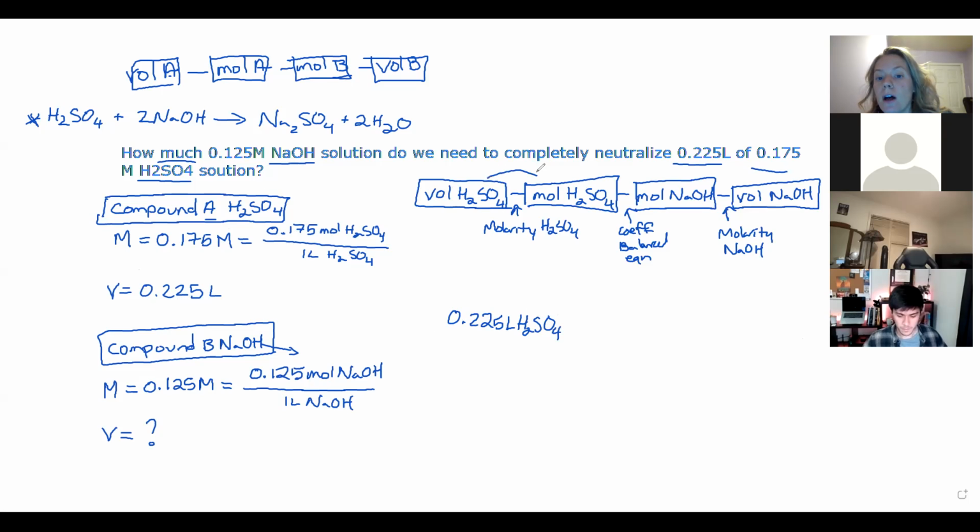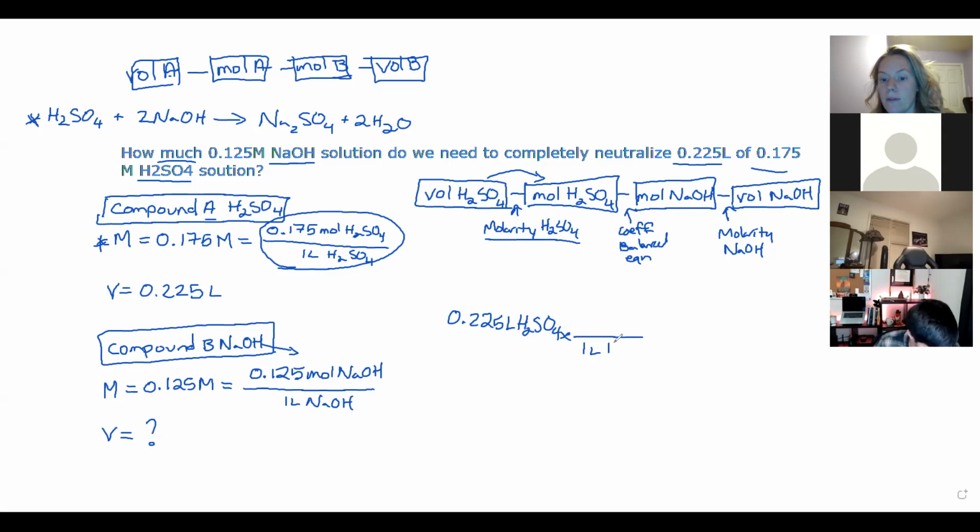What I need to do to get from volume into moles is use the molarity of H2SO4. Where is my molarity of H2SO4? It's right here. I want to use it just as it's written here. Because liter is on the top, I want liter to be on the bottom. So 1 liter of H2SO4 is equivalent to 0.175 moles of the H2SO4. What that allows us to do when we take our volume and multiply it by the molarity is it allows the liters to cancel out. Now I have just moles of my starting compound, H2SO4.